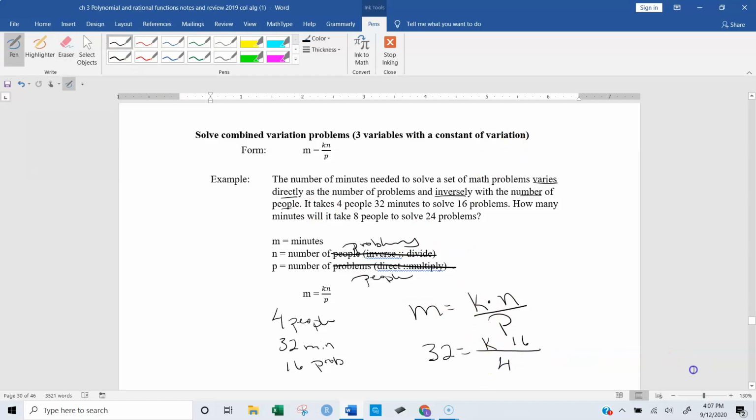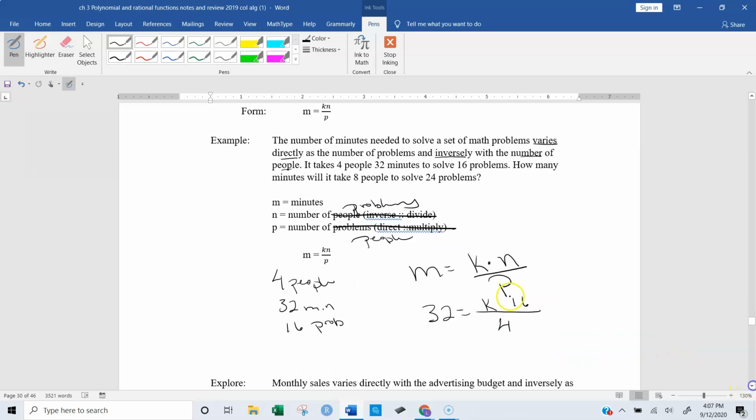All right, when I look at this, the first thing I want to do is reduce. So this problem gets easier because 4 goes into 16 4 times. So now I've got 32 equals 4K, divide by 4. So K equals 8. So my new equation is minutes equals a constant of 8 times the number divided by the people.